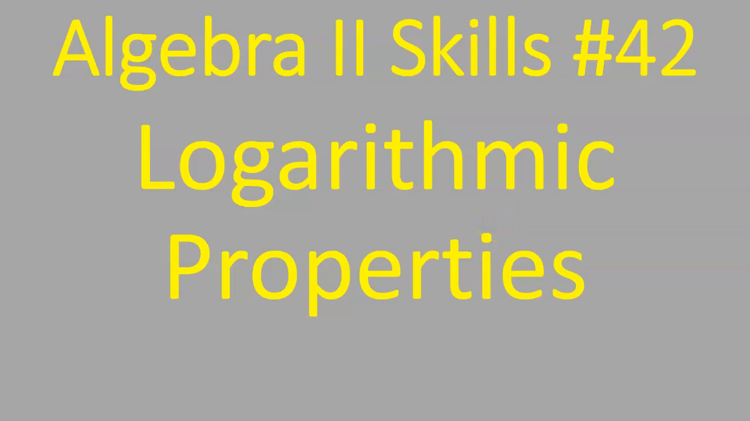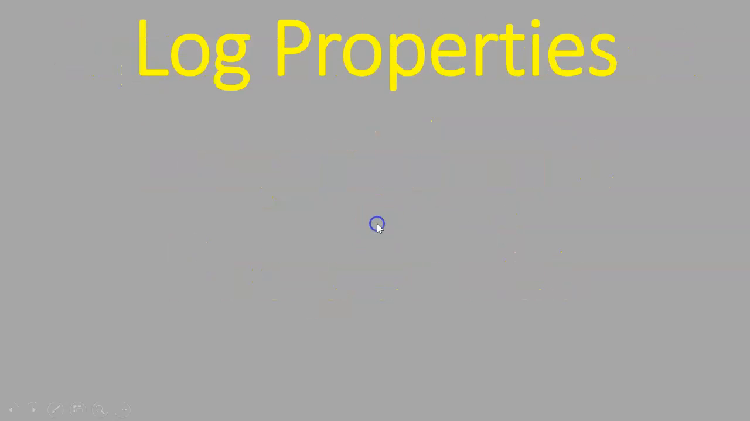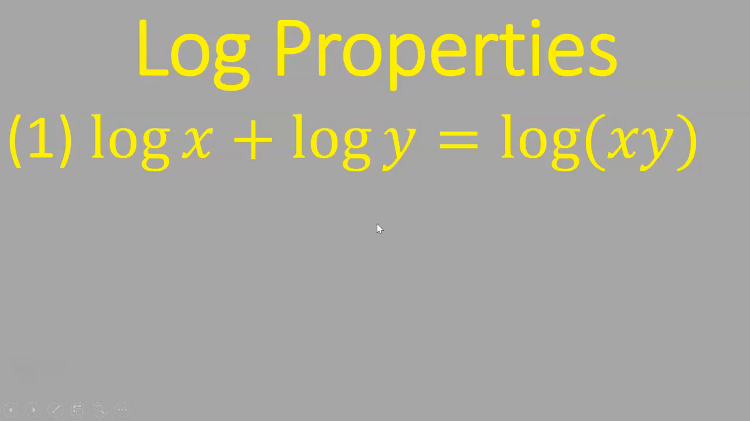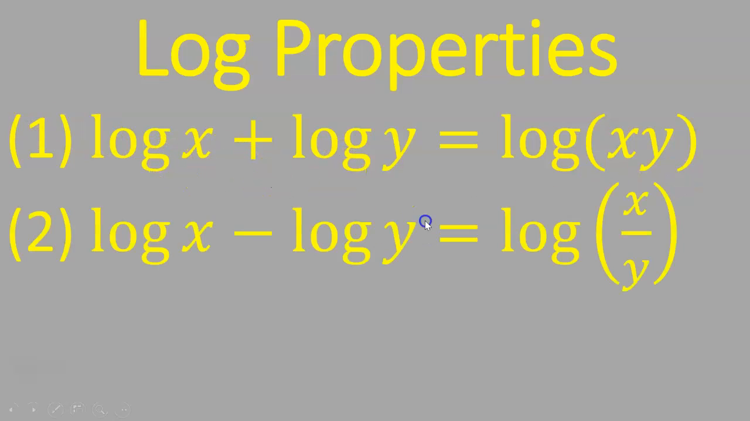Algebra 2 skills number 42, logarithmic properties. There are going to be 3 properties for us to look at. And this is all because logs are basically exponents. And we know from exponent rules that there's an association between add and multiply. There's also an association between subtract and divide.